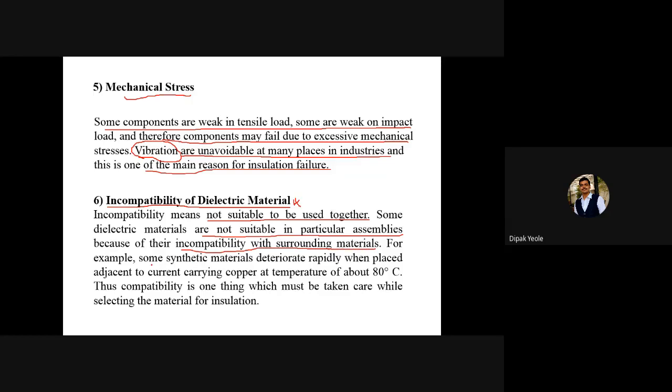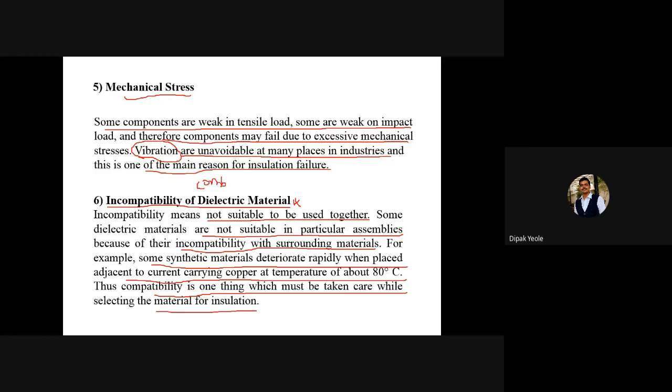For example, some synthetic materials deteriorate rapidly when placed with adjacent current carrying copper at temperature of about 80 degrees Celsius. Thus, compatibility is one thing which must be taken care of while selecting the material for insulation. आपल्याला मटेरियल पण चांगलं सिलेक्ट करायचं आहे इलेक्ट्रिकल इक्विपमेंट फॉर्मेशन करताना, पण ते करताना त्याचं कॉम्बिनेशन शुड बी ऑल्सो परफेक्ट.